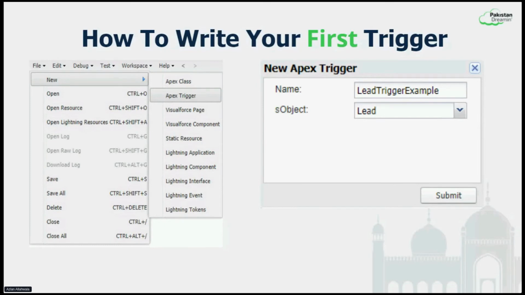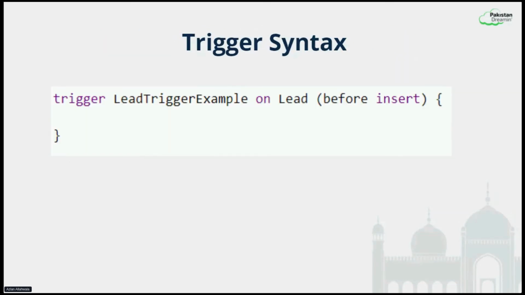Now moving forward, this is the syntax of the trigger. First you write the keyword trigger, then the name of the trigger, and then on, again a keyword, then the object. It could be lead, account, opportunity, or opportunity line items. And then there is the event: before insert, before update, after insert, after update. Then you perform your logic in between the brackets here. So I'll go down to the next slide.